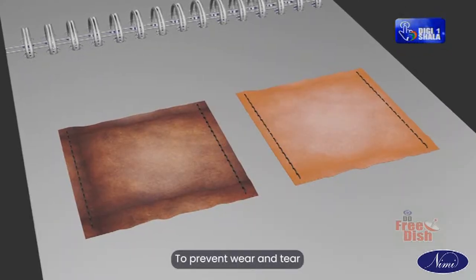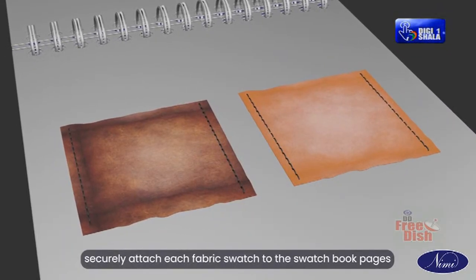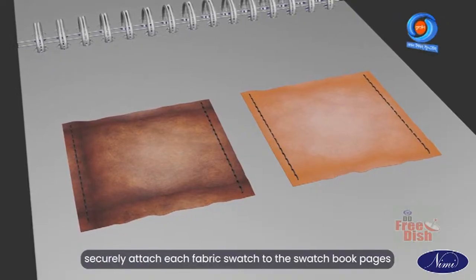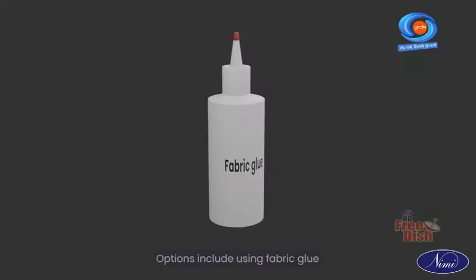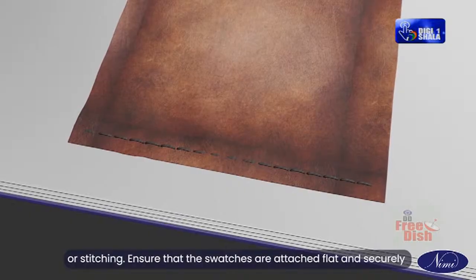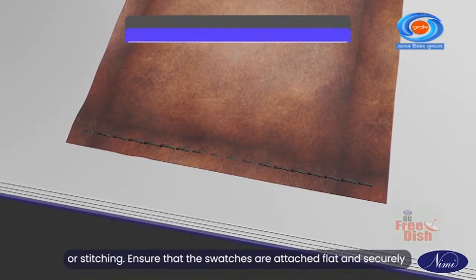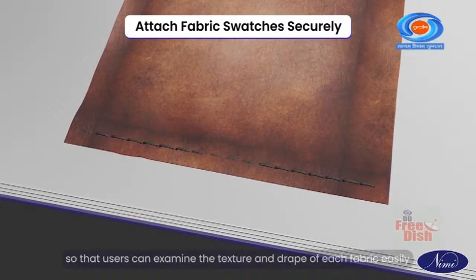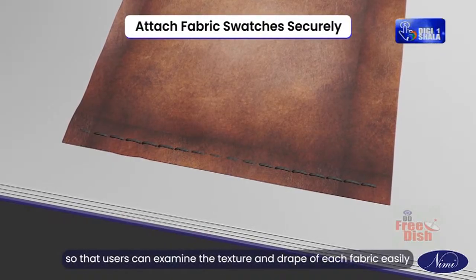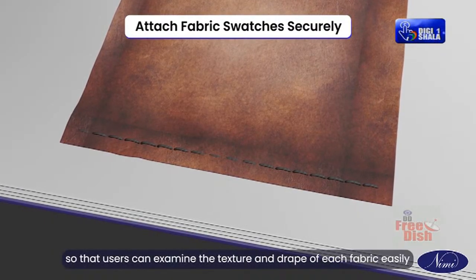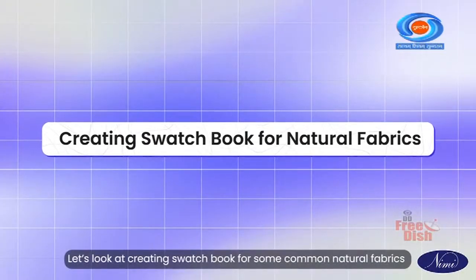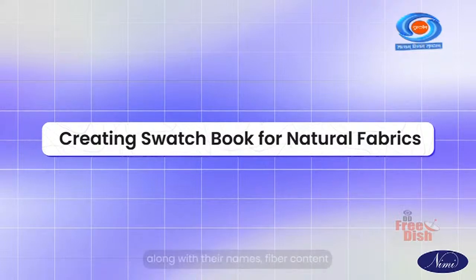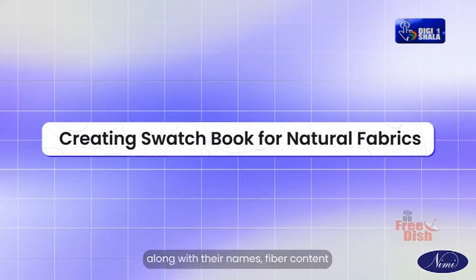To prevent wear and tear, securely attach each fabric swatch to the swatchbook pages. Options include using fabric glue or stitching. Ensure that the swatches are attached flat and securely so that users can examine the texture and drape of each fabric easily. Let's look at creating a swatchbook for some common natural fabrics along with their names, fiber content, and general care instructions.